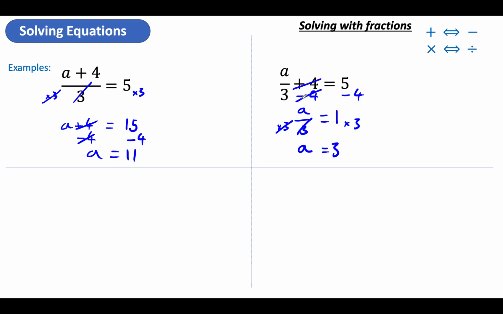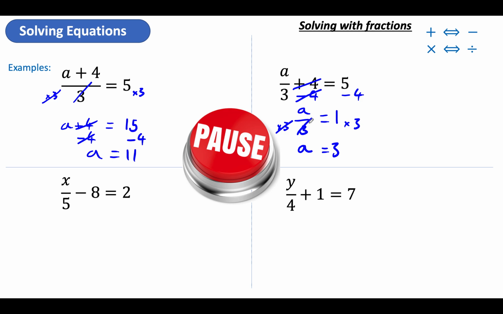So if not all of one side is over a denominator, deal with the loose number first, the number that's on its own, because that's really easy to deal with, and then you can deal with the fraction. Okay, here are 2 examples for you to do. I want you to pause the video, do the examples, and then see how you get on. Okay, so pause now.